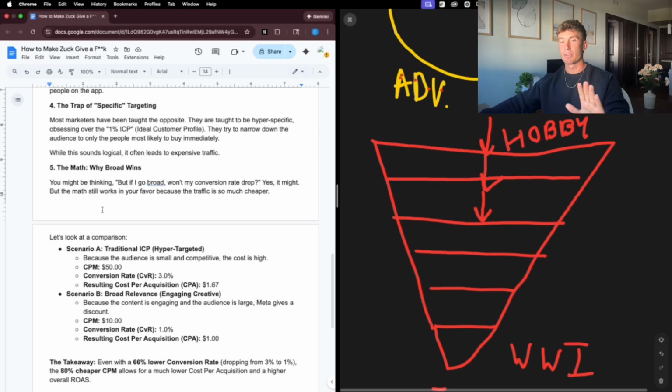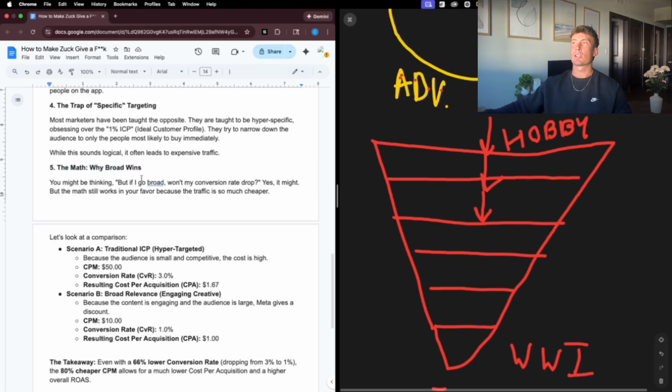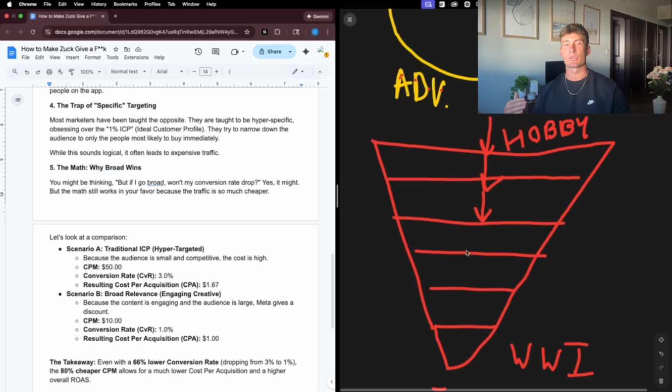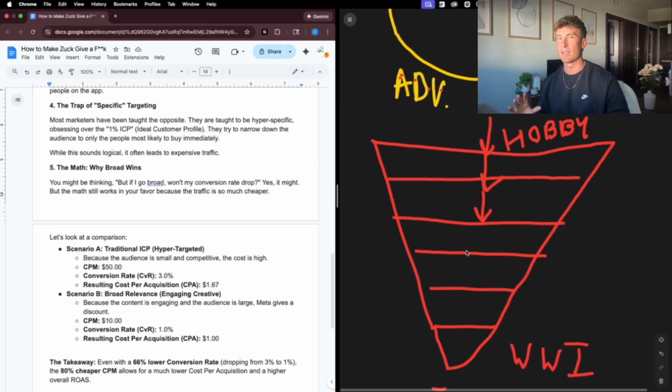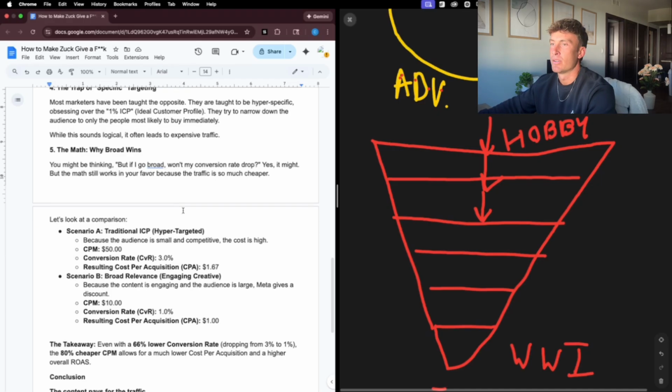A lot of people will try to battle this by saying, oh, if I go broad, am I getting garbage customers, or am I targeting the wrong people? Yes, maybe, but it doesn't matter. And I'll show you why it doesn't matter. Your conversion rate will drop, but it's irrelevant because your reach is so cheap.